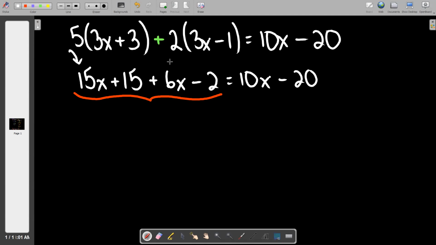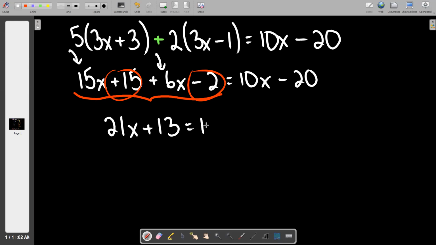I see 15 x's and plus 6 more x's to make 21 x's. And I also see positive 15 minus 2, which makes 13. This is what we strive for, we algebra people. We strive to get you to that point where now the left side and the right side on their own are the best versions of themselves. Now we start thinking in terms of the words both sides.